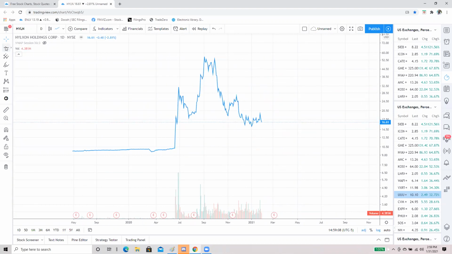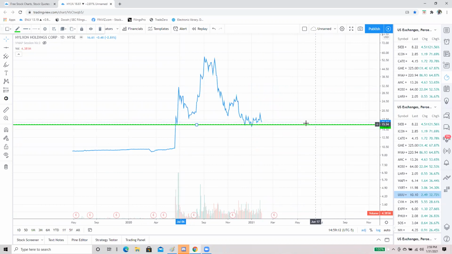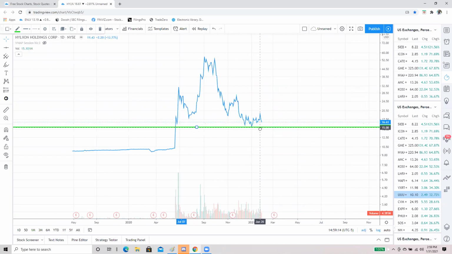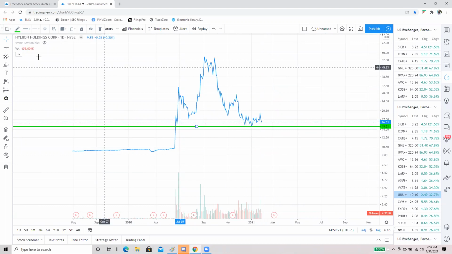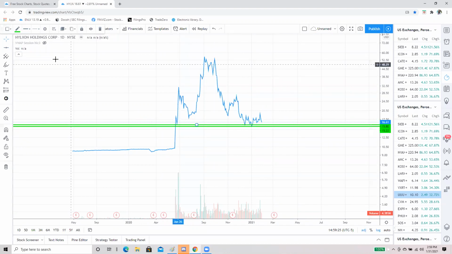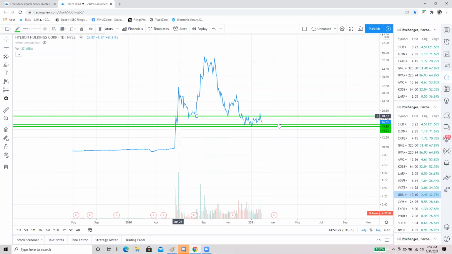All right. So on the daily, there's strong support right here at $15. There's strong support, so it's coming right in. There's another support right here.